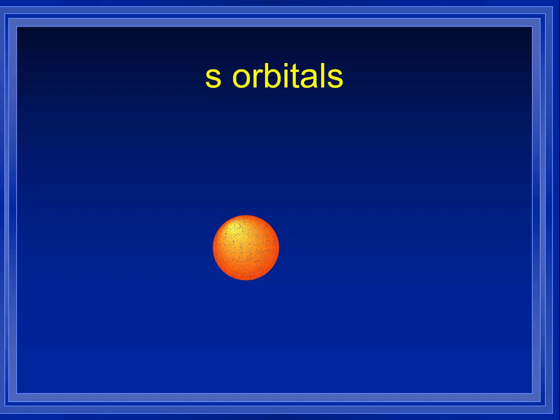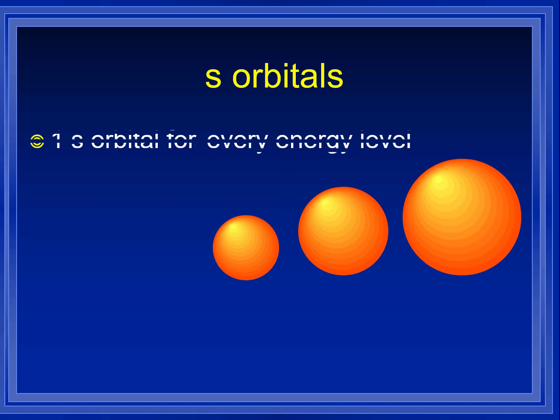Okay, now there's 4 kinds of orbitals. We're going to learn their shapes, how many they can hold, and what energy level they start on. So the first is called the S orbital. There's an S orbital in every energy level. So there's an S orbital in the first energy level, there's an S orbital in the second energy level, there's an S orbital in the third energy level. Or there's an S orbital that is 1 wave, there's an S orbital that is 2 waves, there's an S orbital that is 3 waves. Because remember, energy levels are waves.